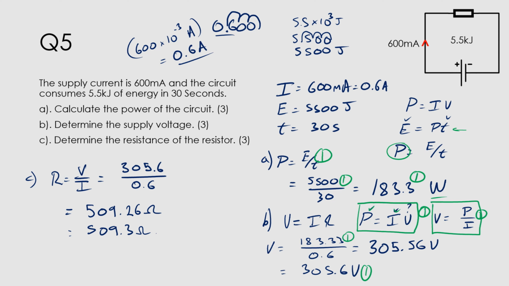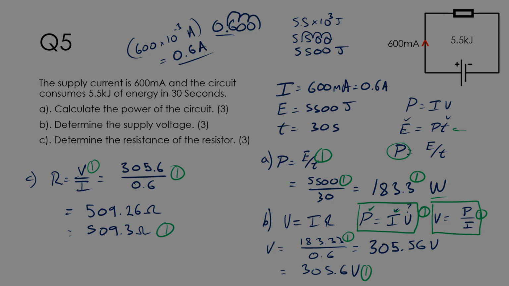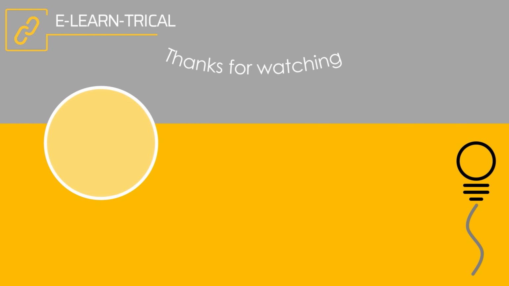And part C, determine the resistance of the resistor. Well, Ohm's law, rearranged, voltage divided by current, 305.6 divided by 0.6, and we get 509.3 ohms of resistance. So again, mark for the answer, mark for the substitution, and mark for the formula.